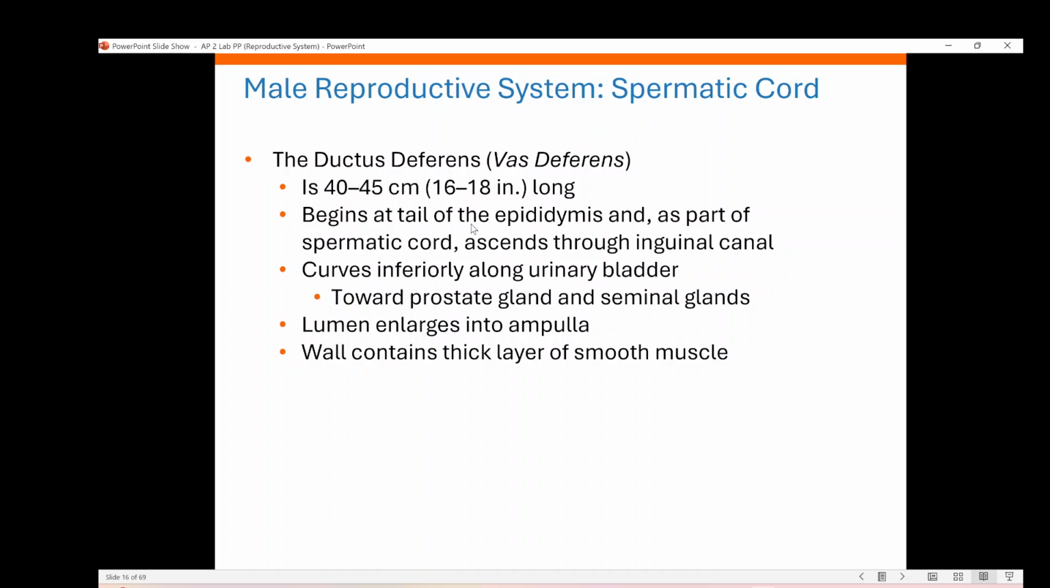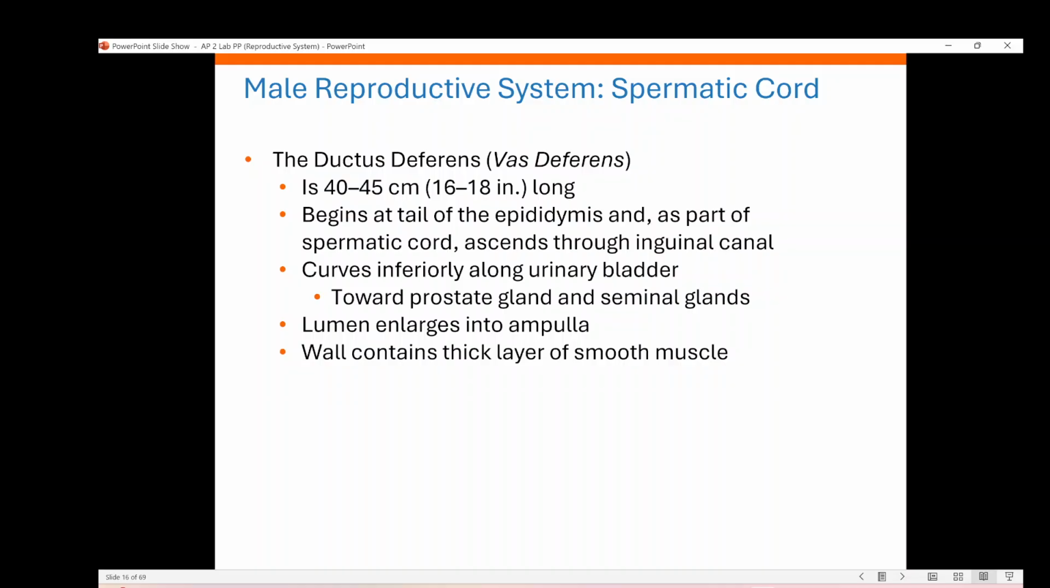So like I said, it's about 16 to 18 inches long. And again, it begins at the tail of the epididymis. And as part of the spermatic cord, it's going to ascend, right? It's going up through the inguinal canal. And then it curves inferiorly along the urinary bladder towards the prostate gland and the seminal gland. I'll talk about those in a few other slides.